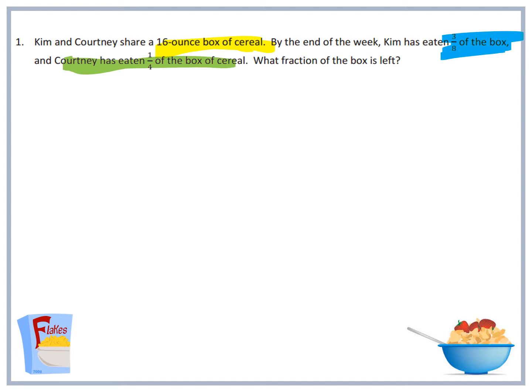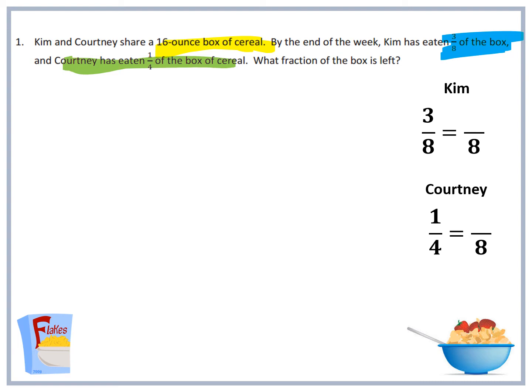We've covered equivalent fractions in class before, and we also covered it in a lesson last week. So I'm going to change Kim and Courtney's fractions into eighths. 8 is the common denominator, or the common multiple, that both 8 and 4 share. If you had a hard time figuring out that 8 would be our common multiple, I'd like you to pause this video and list the multiples of 8 and 4, or you can pause the video and go back to last week's video, watch that, and come back here.